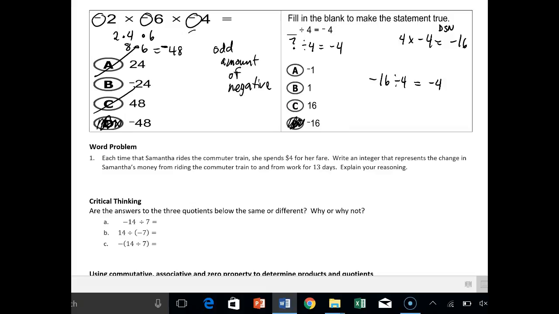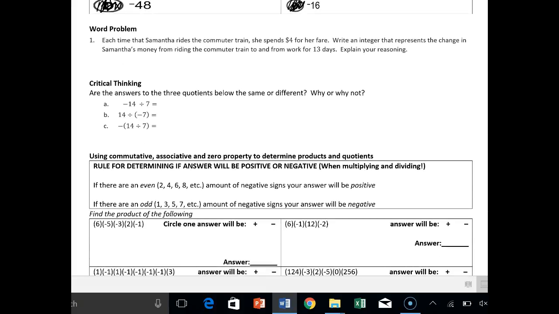All right. Now let's move on to some word problems and critical thinking, right? So it says, each time Samantha rides the commuter train, she spends $4 for her fare. So spending money is obviously negative, -4. Write an integer that represents the change in Samantha's money riding the commuter train to and from work for 13 days. So think about it.